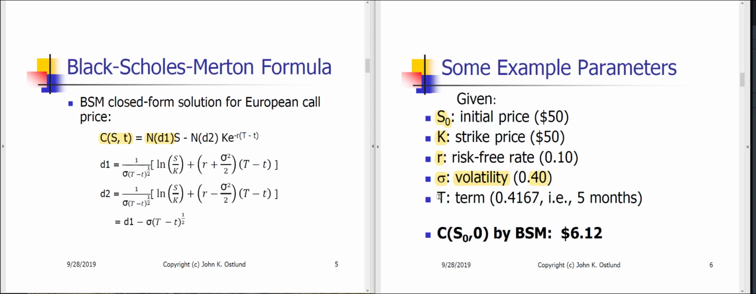Let's assume that we want an option that expires 5 months from now, so that in annual terms, that's 0.4167, roughly speaking. Then we can plug all these values into this formula here on slide 5 and compute that the European call price of this option now, under the Black-Scholes-Merton model, is $6.12.